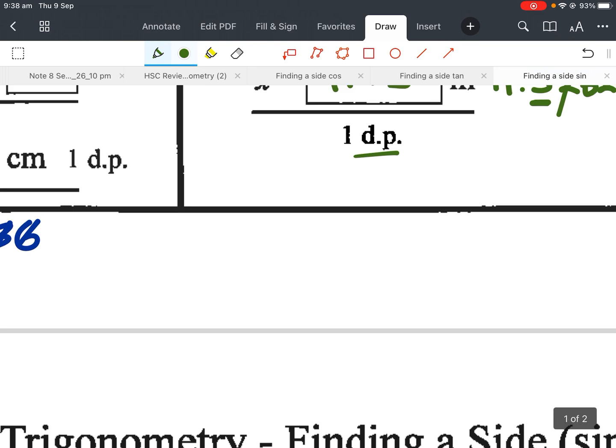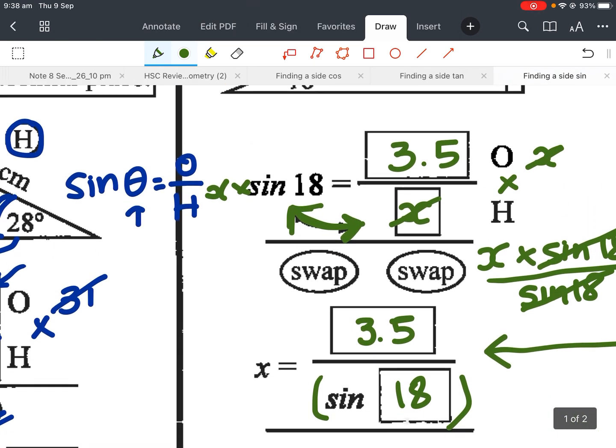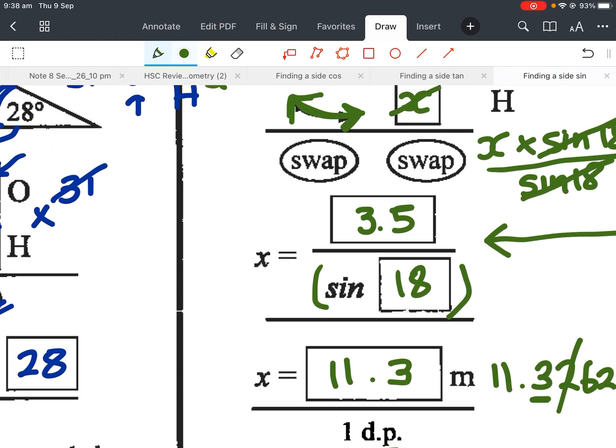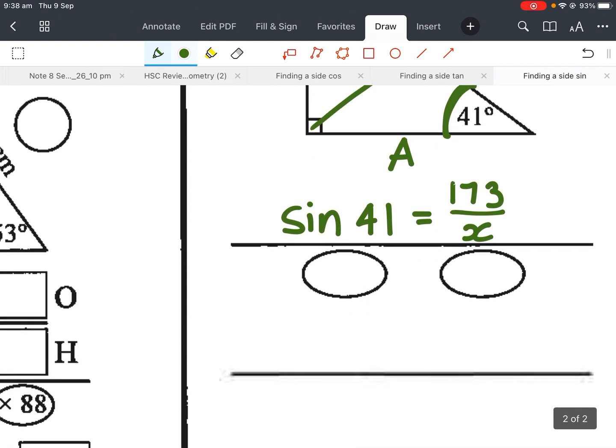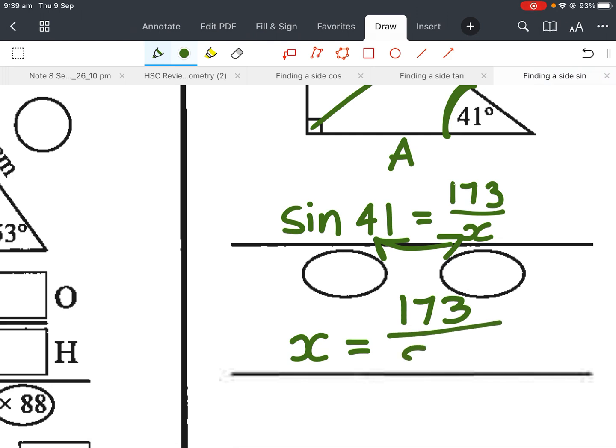So we've got to do it the same way as we did this one. I'm going to do it the swap method because I find that's the quickest. You can write swap down there if you want. So I'm going to swap these two together. So the x is going to go over there. Now remember, the number always stays on top. Don't try and put the sin 41 on the top. It never goes on the top. So that's all you have to do with the swap method.